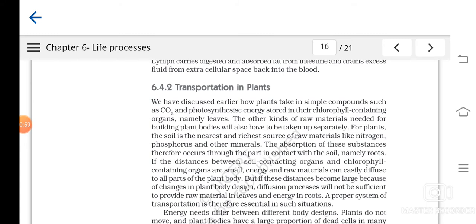So the xylem is the group of tissue that helps in the transport of water and minerals, and phloem is the tissue that helps in the transport of food, hormones, etc. Okay, then let's study each of these. First is transport of water and minerals, okay.